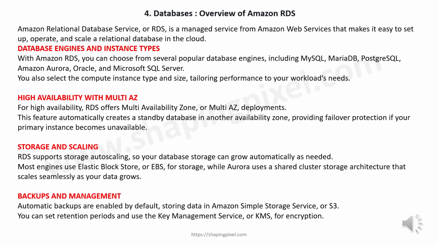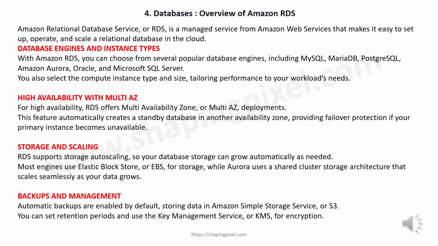Amazon Relational Database Service, or RDS, is a managed service from Amazon Web Services that makes it easy to set up, operate, and scale a relational database in the cloud. AWS handles routine tasks like backups and patching for you. With Amazon RDS, you can choose from several popular database engines, including MySQL, MariaDB, PostgreSQL, Amazon Aurora, Oracle, and Microsoft SQL Server. You also select the compute instance type and size, tailoring performance to your workload's needs.